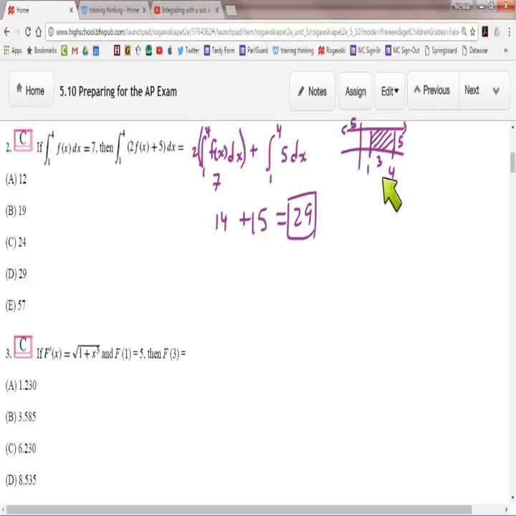Now, I explained it with the line and the image and everything because I think it's easier to understand, but really what you need to do when you get a constant inside of an integral is subtract the lower integral from the upper integral, so 4 minus 1, and then multiply it times the constant. That's how you get the 15. So our answer is 29. That's the letter D.